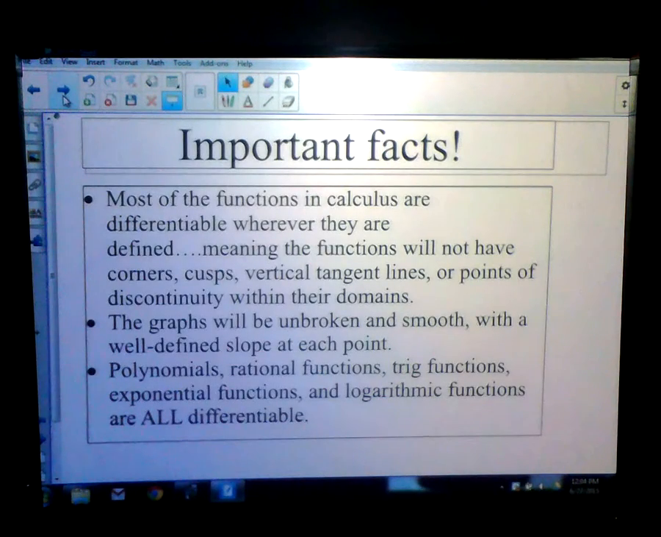Okay, here's a review. Most of the functions we see are differentiable, meaning that they do not have corners, no cusps, no vertical tangents, or no points of discontinuity. The graph will be unbroken and smooth with a well-defined slope. Most of the problems we do are like that: polynomials, rationals, trig functions, exponential functions, logarithmic functions. In other words, pretty much everything we do are all differentiable. They're all smooth and continuous.